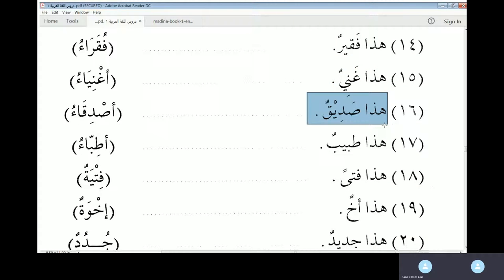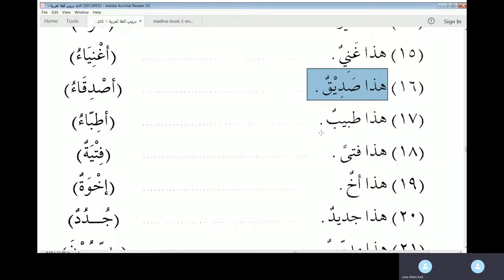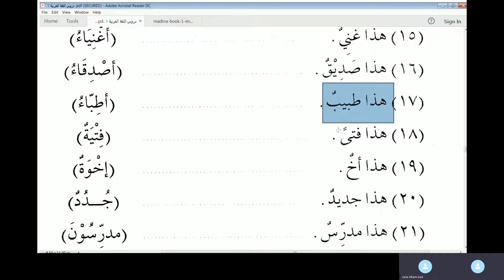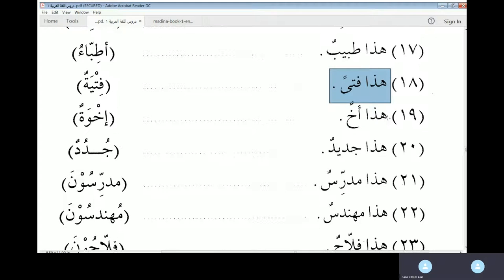Haza sadiqun, this is a friend. Ha'ulai asdiqa'u, these are friends. Haza tabibun, this is a doctor. Ha'ulai atibba'u, these are doctors. Haza fatan, this is a young man. Ha'ulai fityatun, these are young men.